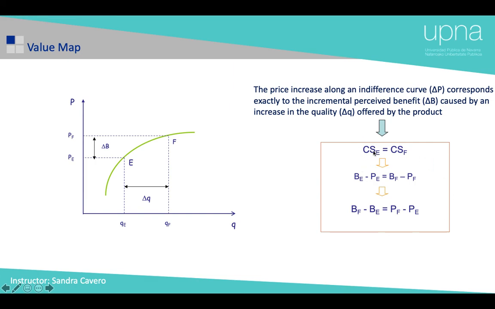Since by definition of indifference curve, consumer surplus at E is the same as consumer surplus at F, consumer surplus at E is perceived benefit at E minus price E, which equals perceived benefit at F minus price F. And if we move terms from one side to another, we see how the increase in prices equals the increase in perceived benefit when both products align along the same indifference curve.